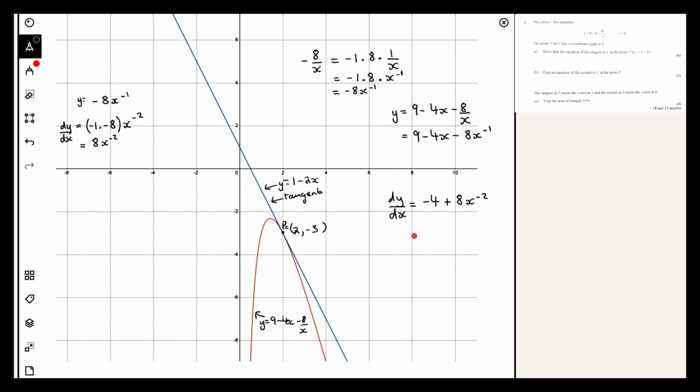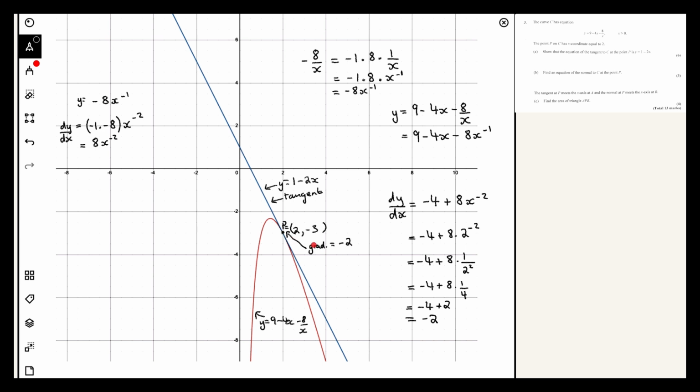So let's do that. So we would get minus 4 plus 8 times 2 to the minus 2, which would be minus 4 plus 8 times 1 over 2 squared, which is the same as minus 4 plus 8 times 1 over 4. 8 times 1 over 4 is 2. So I'd end up with minus 4 plus 2, which would be minus 2. So my gradient at this point here, P, equals minus 2.